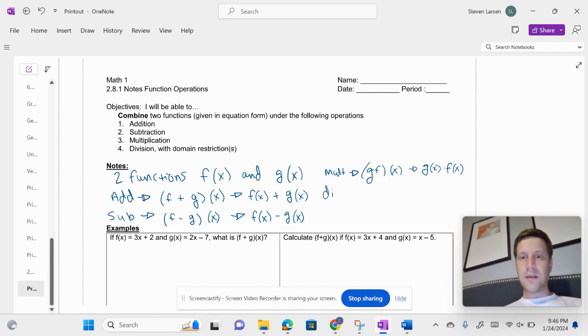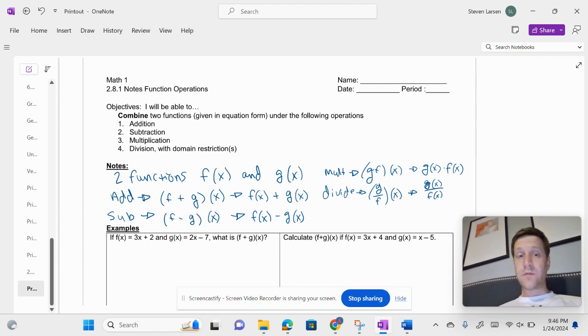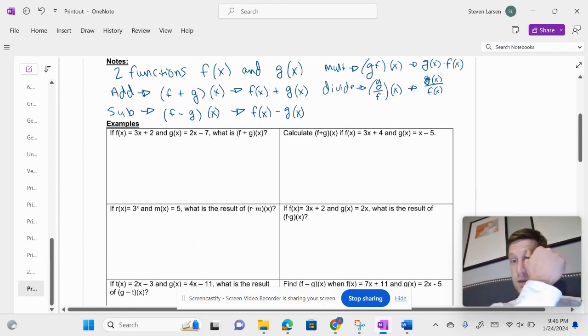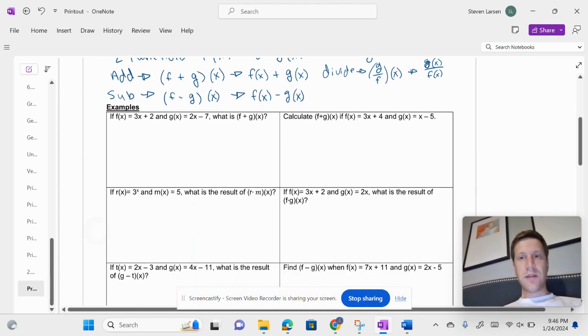And lastly, we'll divide. Sometimes you'll see this as a fraction like g over f of x, and that simply means g of x over f of x. So sometimes g is first, sometimes f is first. Okay, and these are the four operations. There's a few other operations you'll learn when you get to pre-calculus as seniors or maybe in college, but that's what we're going to work with today.